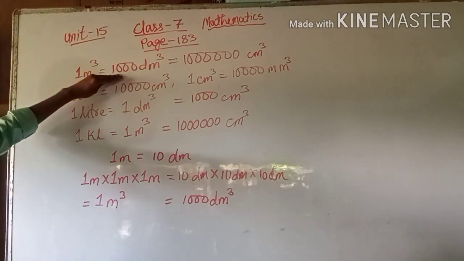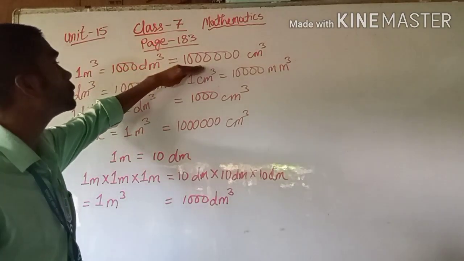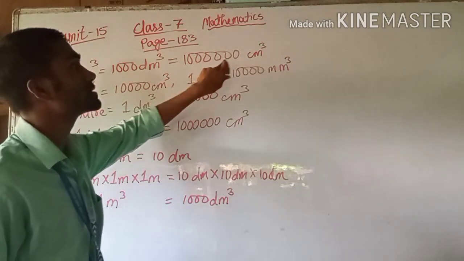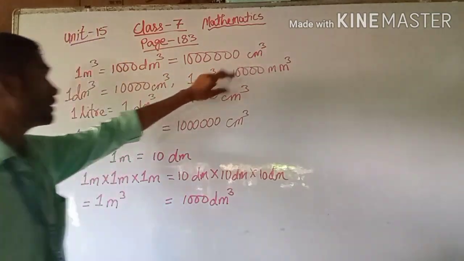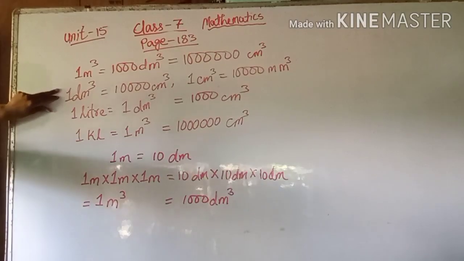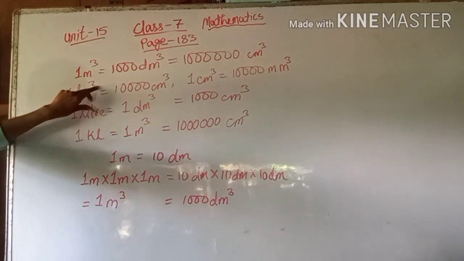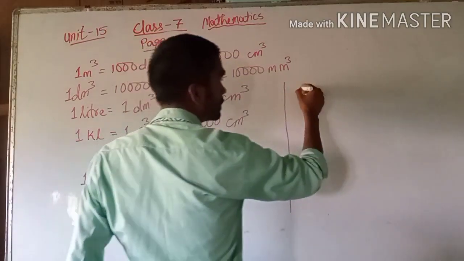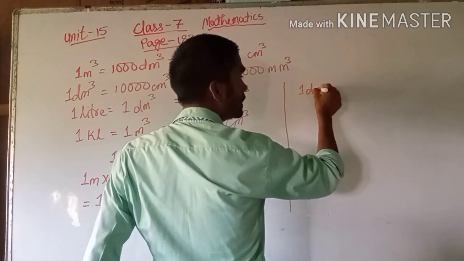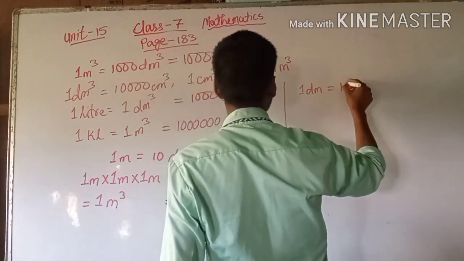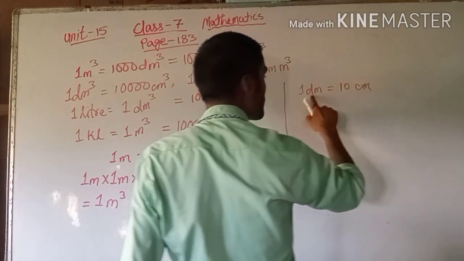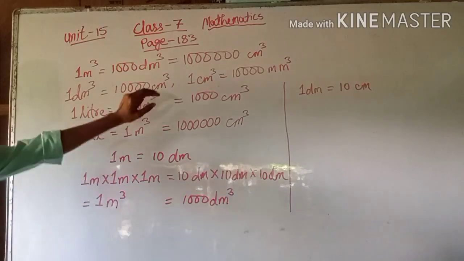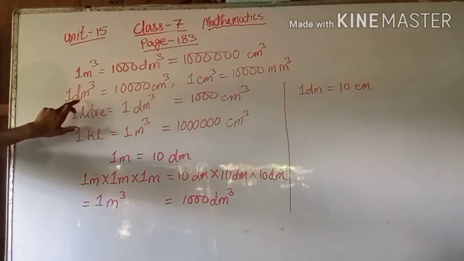Again, in the same way, if we are converting, we will get that 1 meter cube is equal to 10 lakhs centimeter cube. Now next one, 1 decimeter cube. 1 decimeter is equal to 10 centimeter. So here 1 decimeter cube.